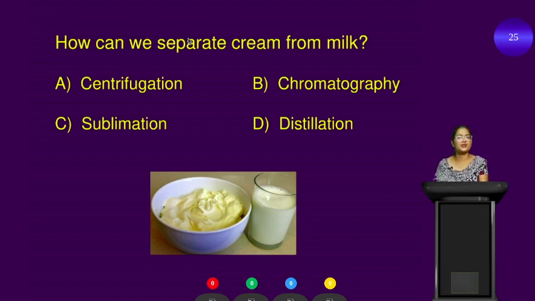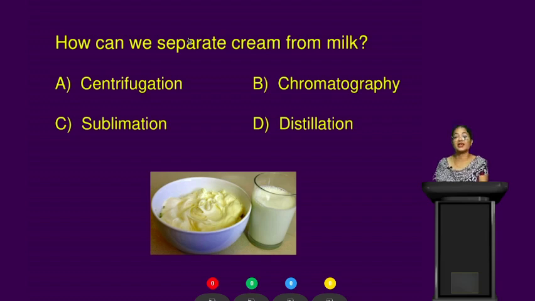Guess, children, this is very easy, right? We just spoke about this. How can we separate cream from milk? What do you think? Centrifugation, chromatography, sublimation or distillation? 3 seconds, 2, 1. So, what is the answer?